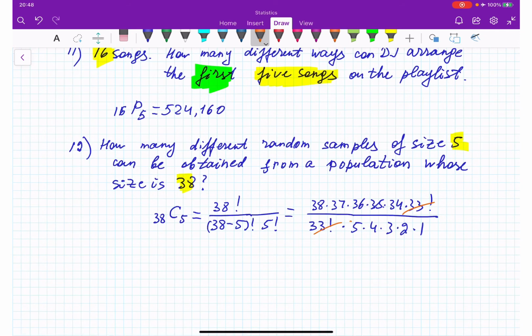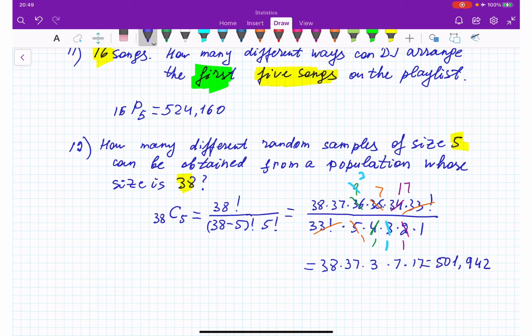Let's say 5 and 35. 5 is 1, 35 is 7. 4 and 36, 4 is 1, 36 is 9. I'm changing color so you can recognize which one goes with what. Then 2 and 34 will be 17. And lastly, 3 and 9 will be 3. So the result is going to be 38 times 37 times 3 times 7 times 17, and the answer is going to be 501,942.